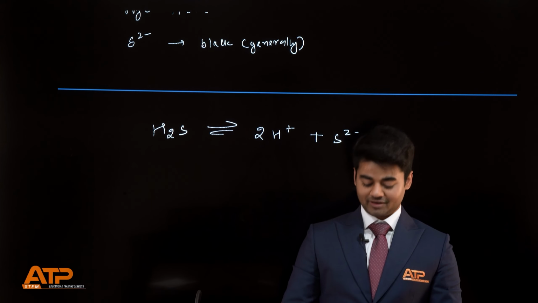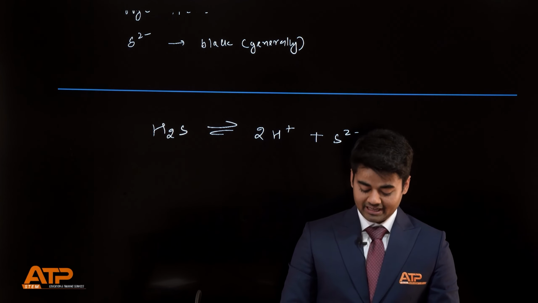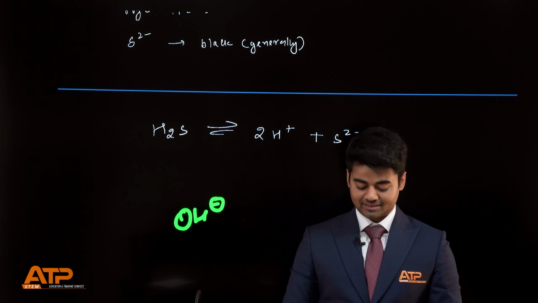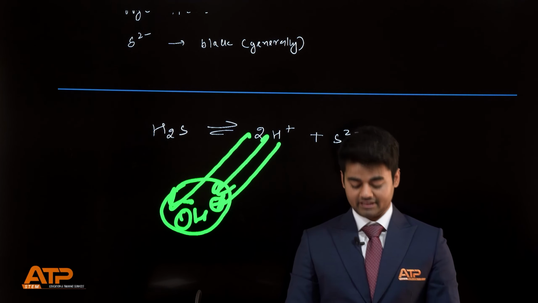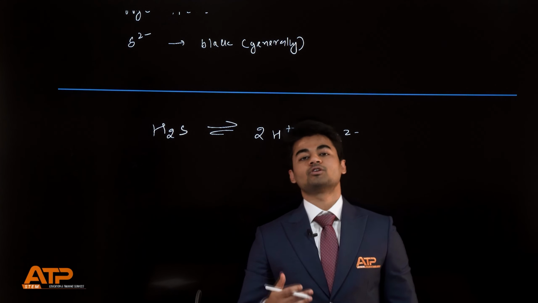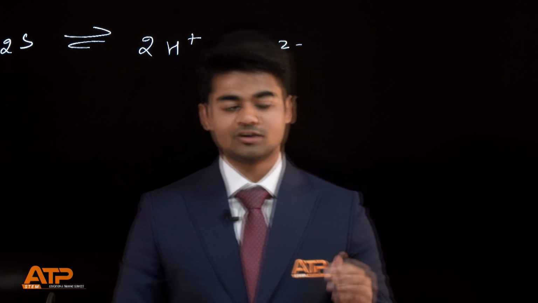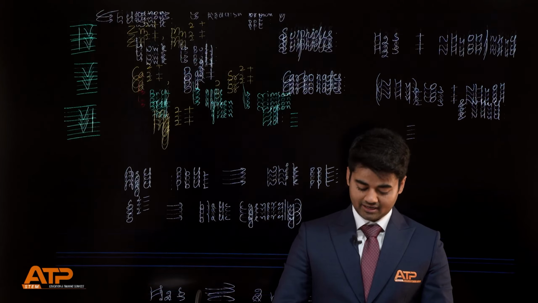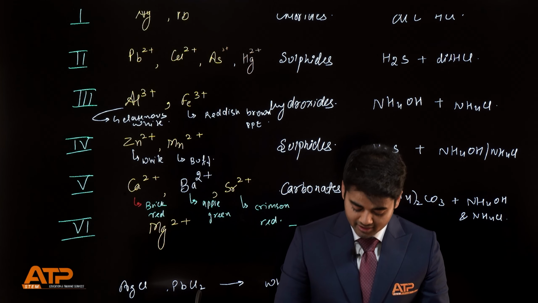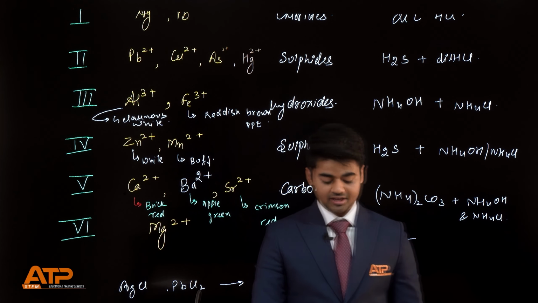Now, how can you get the lots of sulfide which you require in group 4? If you carry out the reaction in basic medium. Basic medium will take away all the H plus, and the amount of sulfide you will be getting in this case will be higher. And because the amount of sulfide you are getting is high, that high amount is required in group 4. Moving on to group 5.